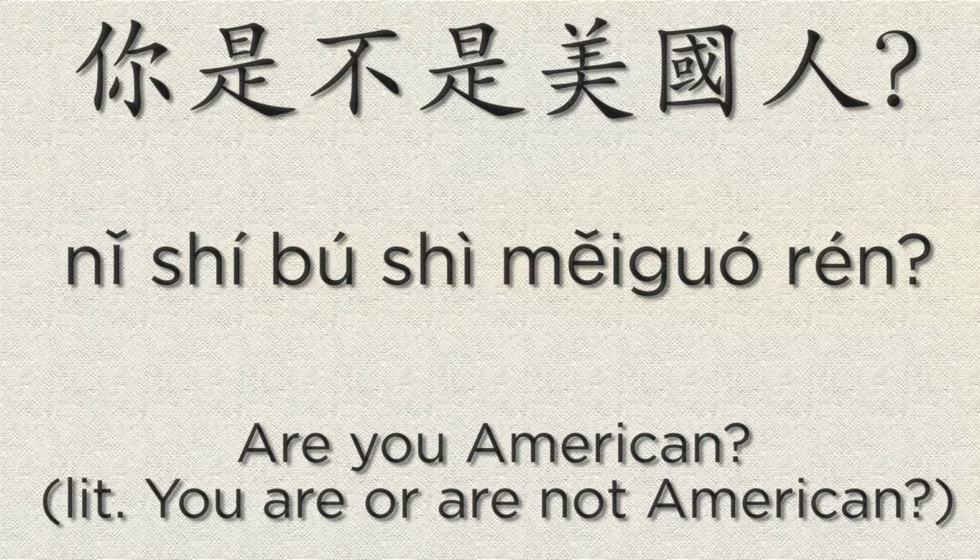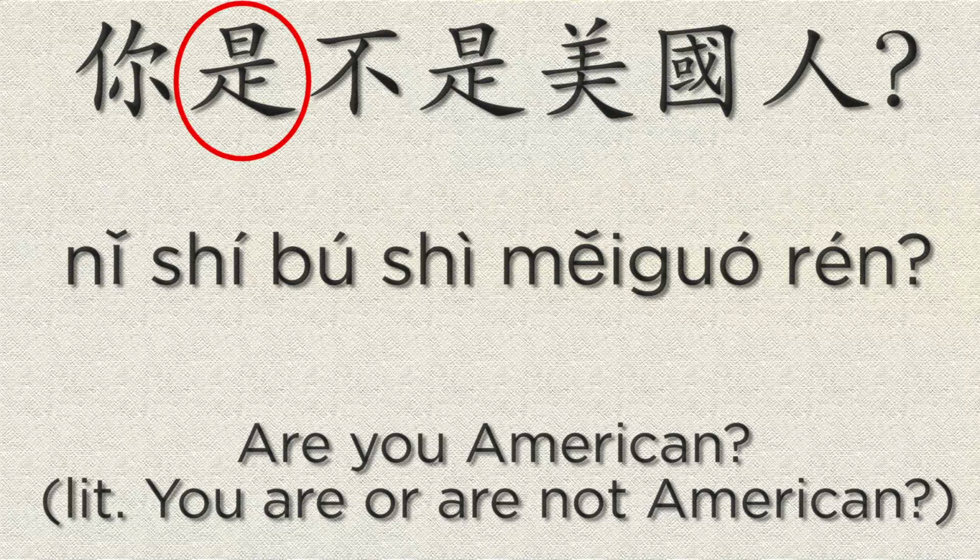So you say, 你是不是美国人? You are or are not 美国人. So you have 是 and you have 不是 immediately afterwards, and the person replying just chooses either 是 or 不是. So we call it choice type question.